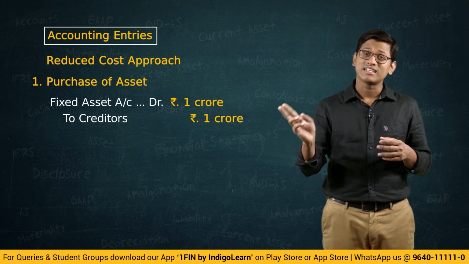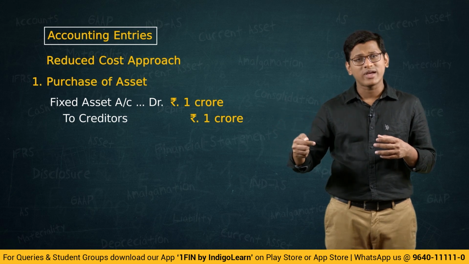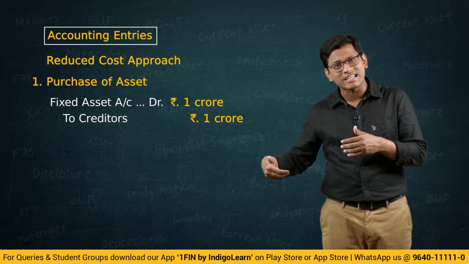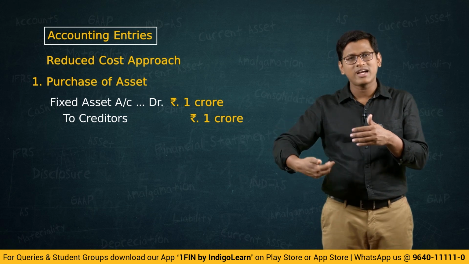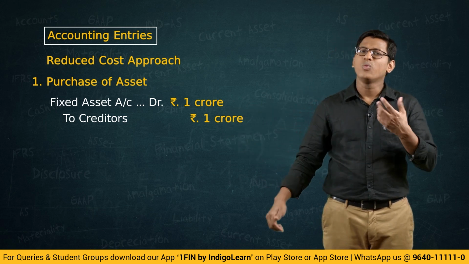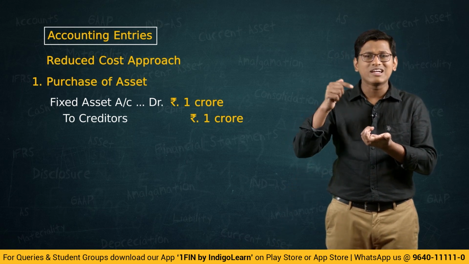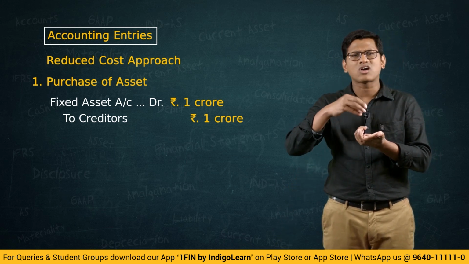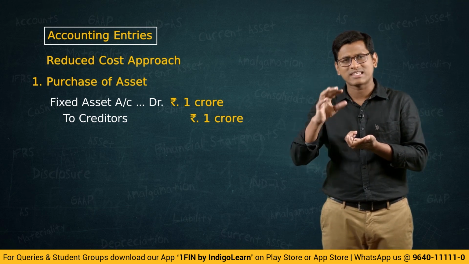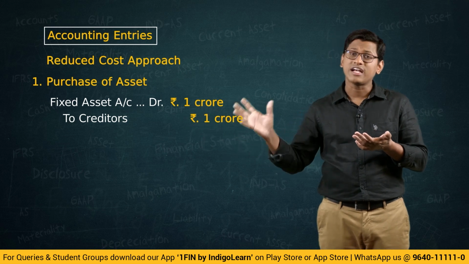Fantastic. Then, when should this entry be passed? This entry should be passed when the risk and reward in that asset is transferred to this particular entity. So when that asset is acquired and risk and reward is transferred, this entry should be passed. With what value? 1 crore, we saw that. So this 1 crore ideally includes all the incidental costs and adjustments for taxes and all, based on the principles of Accounting Standard 10. Fantastic, done. So that's about the first journal entry. Right, come to the next one.